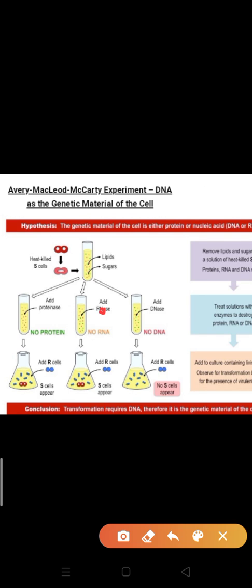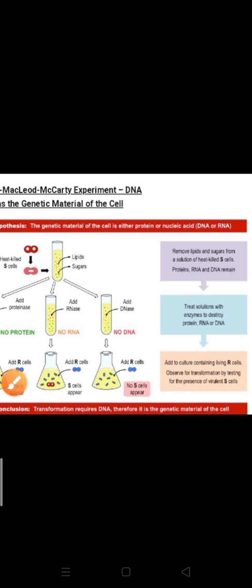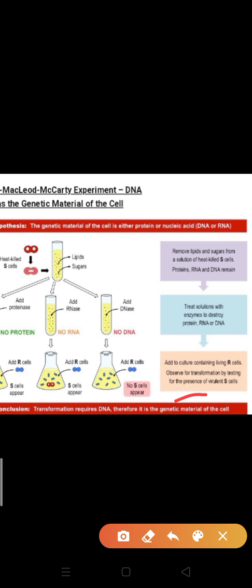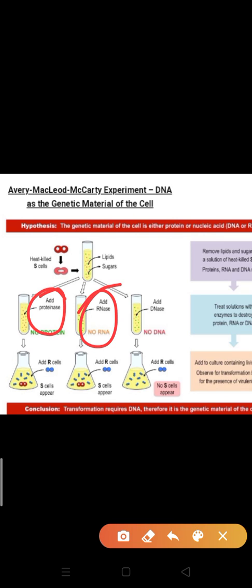Clear? For this experiment, they did one more experiment related with protease. Clear? Protease. Protein digesting enzyme is protease. Clear? They used RNase and they used DNase. Clear? So in the first experiment, what they did, they added to heat-killed S cells protease enzyme. That time you can see that S cells appear.